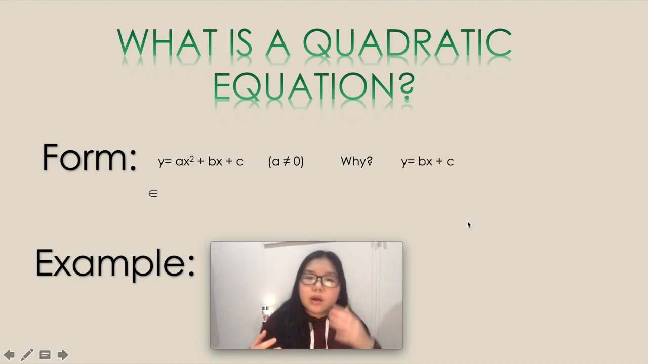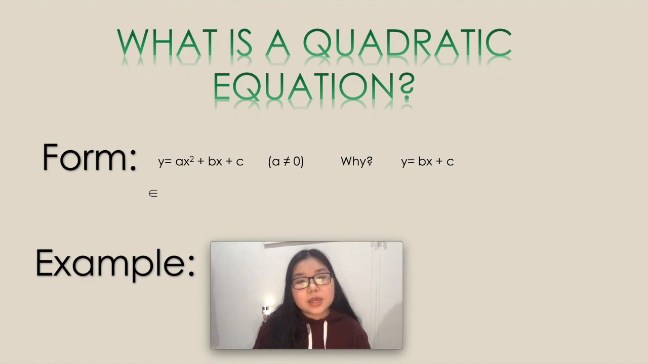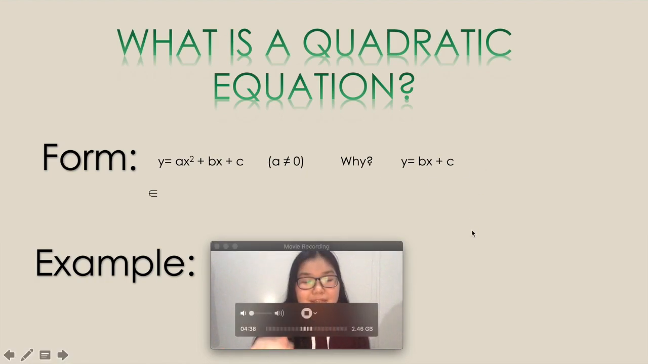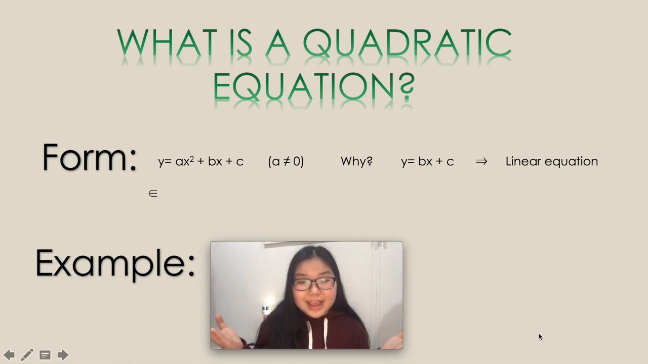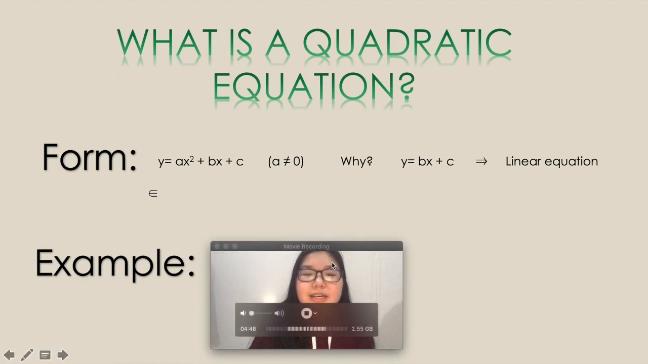If a equals 0, then your equation will be y equals bx plus c. Can you guess what kind of function this is? In the first lesson, I already showed you this kind of function. This is a line function. So it's not a parabola anymore, right? So let's move on.